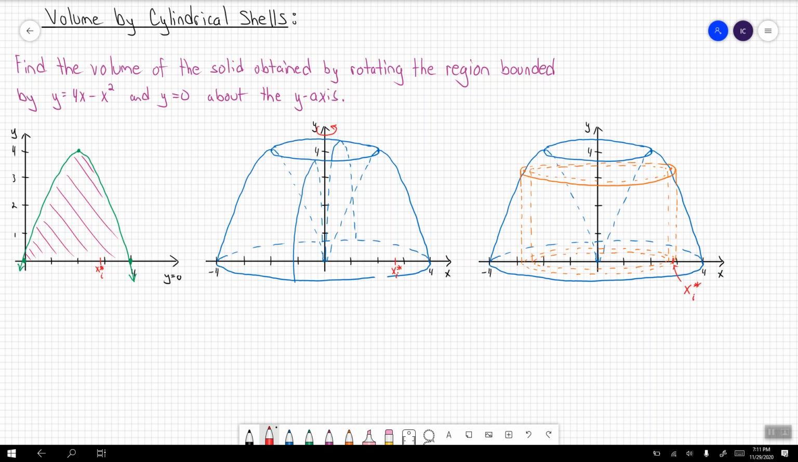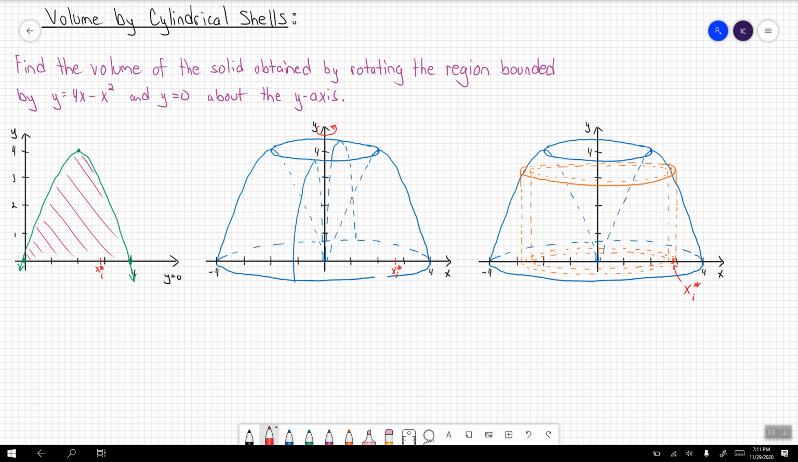We want to stay away from that. Herein lies the cylindrical shell method. The cylindrical shell method says, well, you know what, let's do the exact same thing. Let's take the region that we have, let's rotate that about the y-axis, and instead of getting cross sections, how about we build a cylindrical shell? Hence the name cylindrical shells. And this is what we want to focus on here, is building this cylindrical shell.